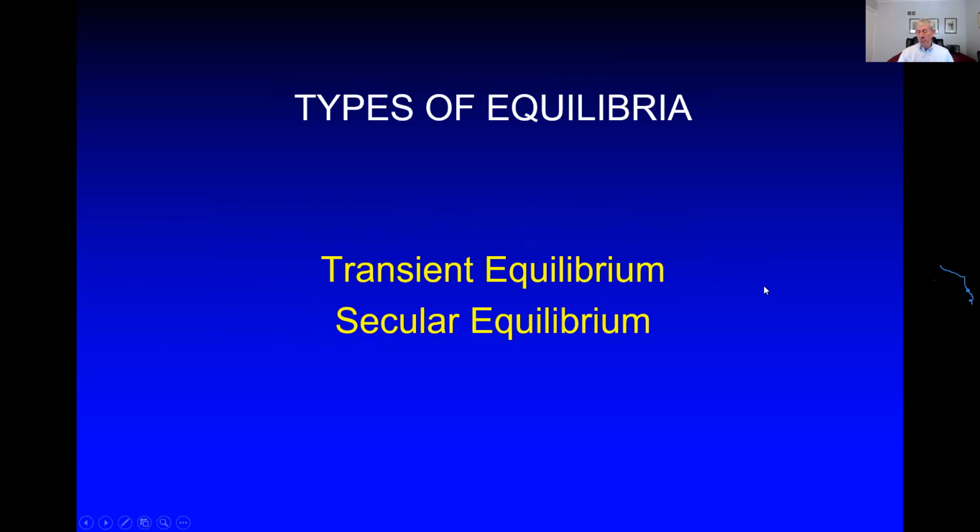Now, there are 2 kinds of equilibria, secular and transient. And what they really have to do with, it's almost more a matter of human perspective than anything, is what's the ratio of half-life of parent to daughter? We'll see that in transient equilibrium, it's going to be around 10 to 1. And in secular equilibrium, it's just going to be a really big ratio, 100 to 1, 1,000 to 1, 10,000 to 1, 100,000 to 1.